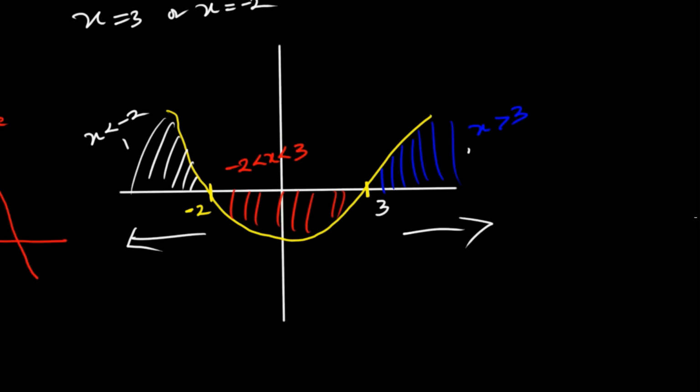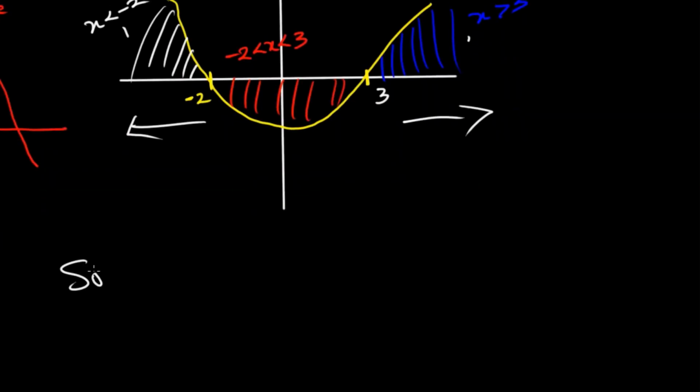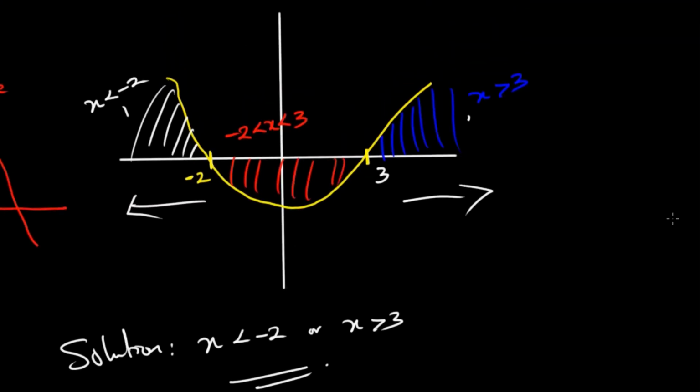So here we are going to see that the solution to our quadratic inequality is simply x less than -2 or x greater than 3. So take note again, just like I have explained, whenever we have greater than, you simply look at the ranges above the x-axis.